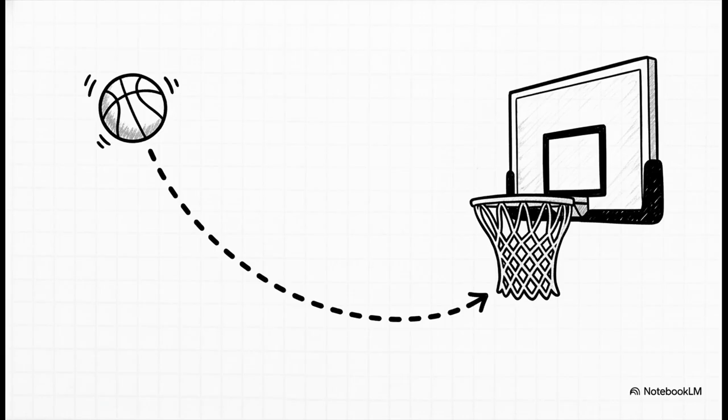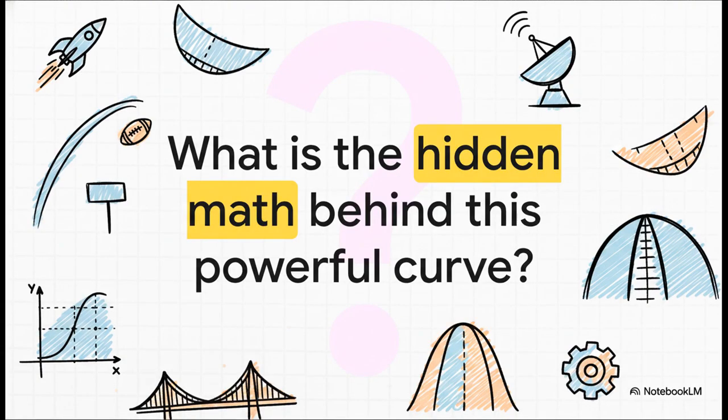Or think about sports. You know that beautiful, satisfying arc a basketball makes on its way to the hoop? Yep, that's another perfect parabola. Physicists, engineers, even athletes, they all use the math of this curve to figure out exactly where something's going to go. So it's in our technology, it's in our sports, it's everywhere.